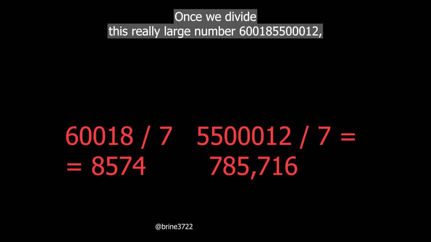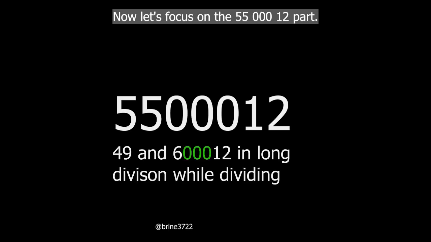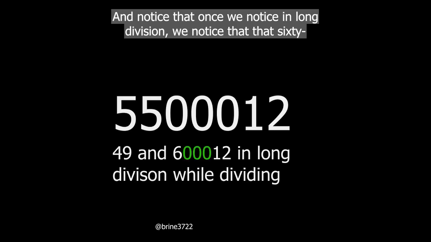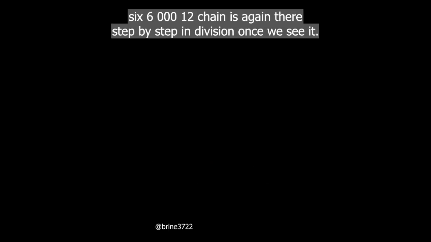Once we divide this really large number, 600,185,000,012, we get the answer 8,574,078,5716. Now, let's focus on the 55,000,012 part, and notice in long division that the 6,000,012 chain is again there, step by step in division once we see it. And that's easy. Let's make that even bigger, and let's add 6 zeros at this point.